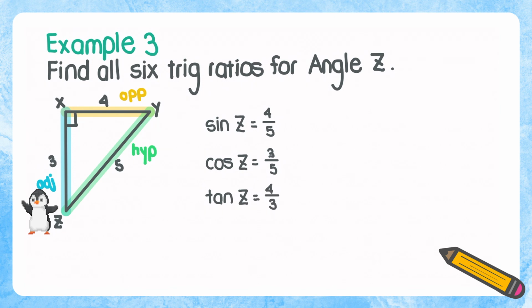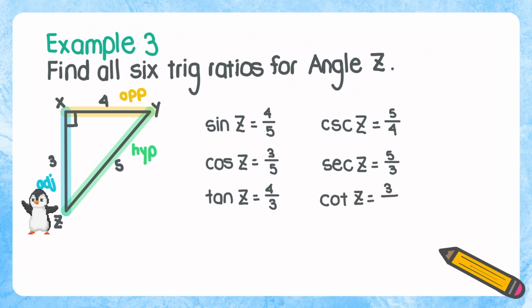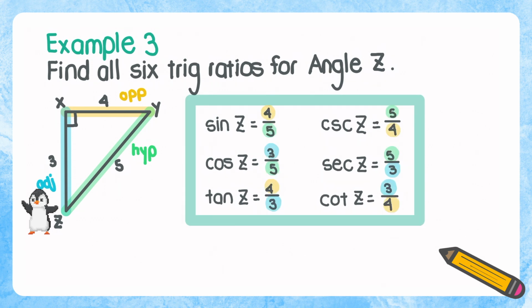Go ahead and try finding the other 3 trig ratios, and then press play when you're ready. So the cosecant of Z is the reciprocal of sine of Z, so it's 5 over 4. The secant of Z is the reciprocal of cosine of Z, so we have 5 over 3. And lastly, cotangent of Z is the reciprocal of tangent of Z, so 3 over 4. For this example, once we found the missing side, everything was similar to the previous examples.